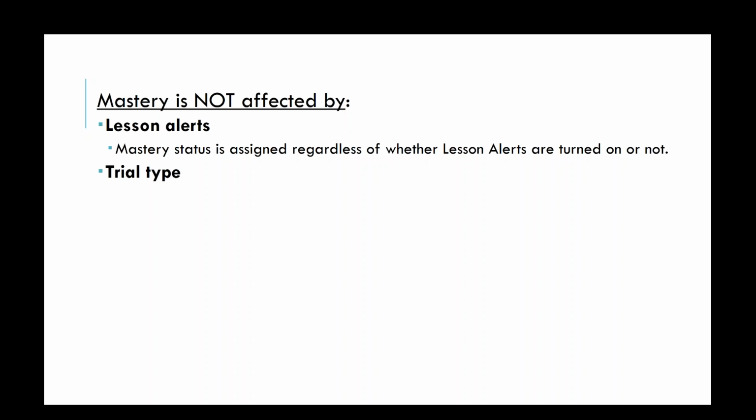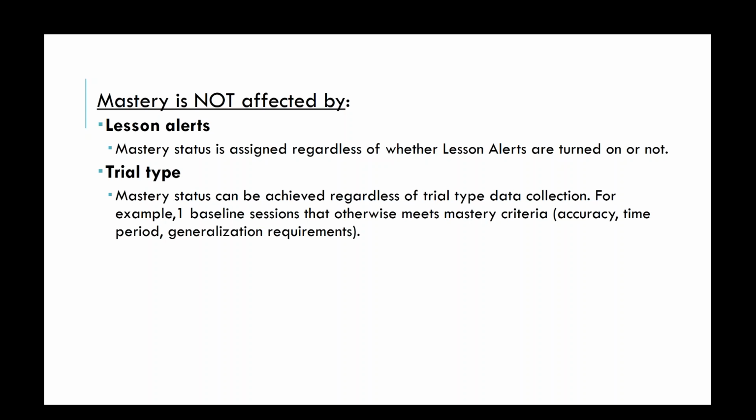Trial type will not affect mastery status. So, for example, even if you're running a baseline session, but it otherwise meets the criteria for mastery, that skill can be mastered immediately. Of course, under those conditions, you would have had the criteria be one session, one person, etc. And in real life, that makes sense. If a learner does so well, even in one baseline session, you don't want to waste your or the learner's instructional time teaching it, because they've obviously got the skill at strength already.